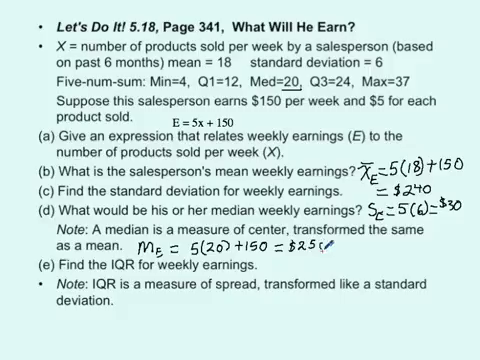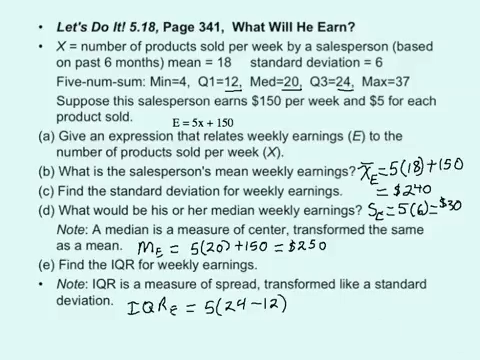What is the interquartile range for his weekly earnings? And they say, note the interquartile range is a measurement of spread transformed like a standard deviation. So the IQR, or the interquartile range for his weekly earnings, is going to be equal to 5 times whatever the current interquartile range is. Well, to get our current interquartile range, we're going to take 24 minus 12, right? And again, what we're doing is we're transforming the number of products sold into money, okay? That's the transformation that we're doing, and it's done by a linear transformation, okay?